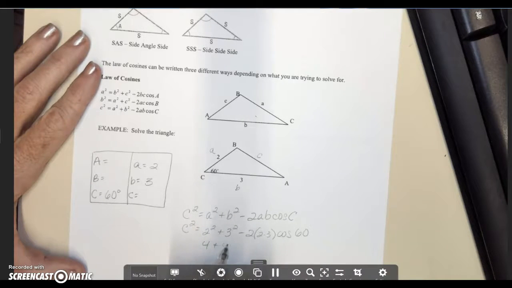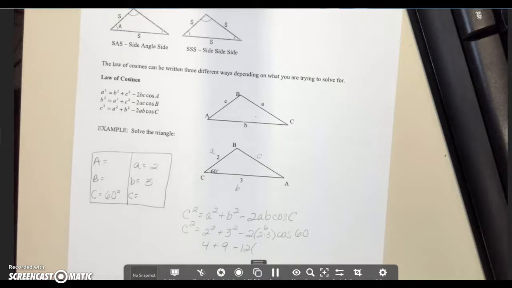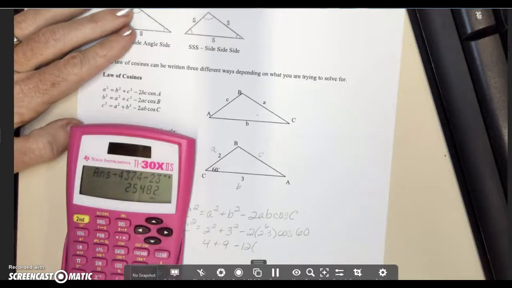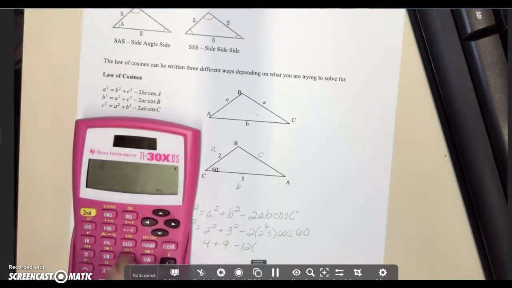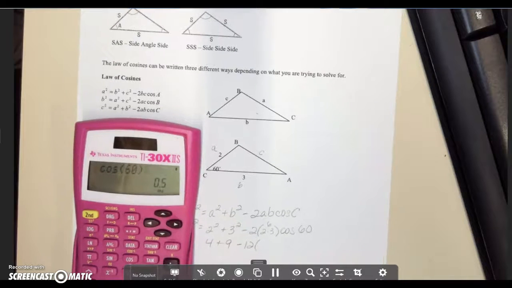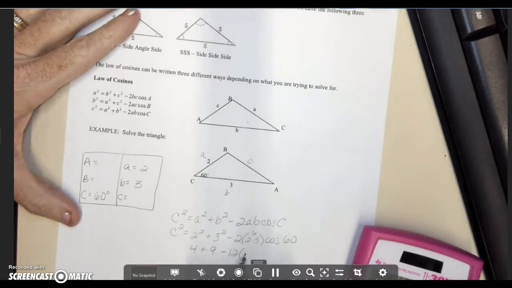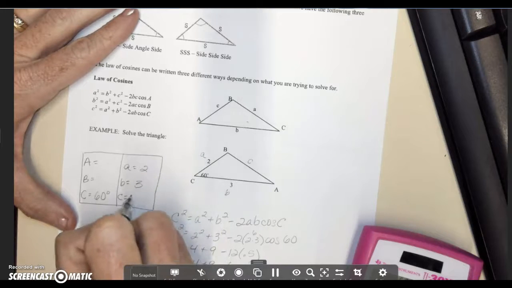So we can simplify all of this. Minus 2 times, that's going to be 6. That's going to be 12 times the cosine of 60, which is something that you're actually going to have memorized here pretty soon. 60, which is 1/2, 0.5. So that's going to equal 4 plus 9 minus 6. So 13 minus 6 is 7. So length C now is 7.